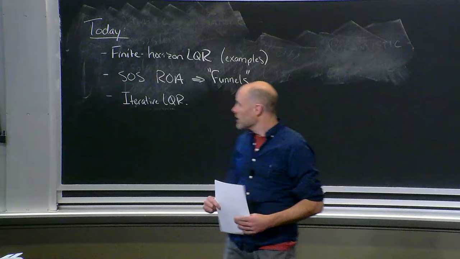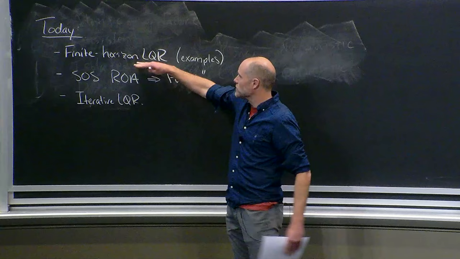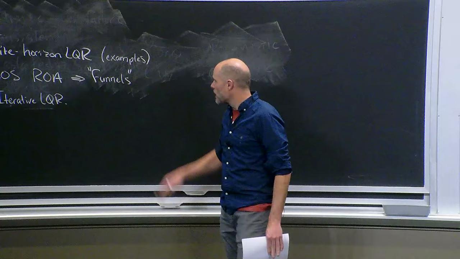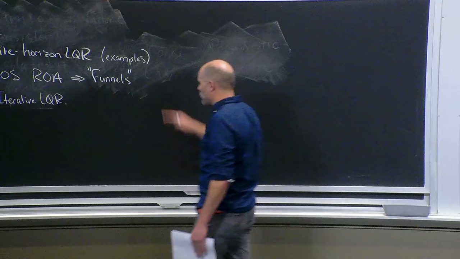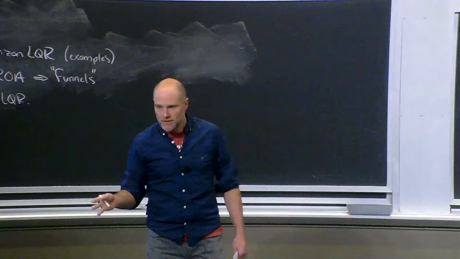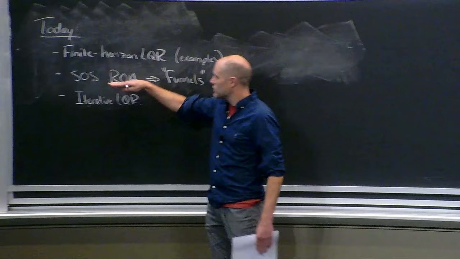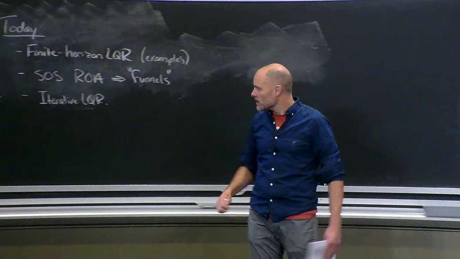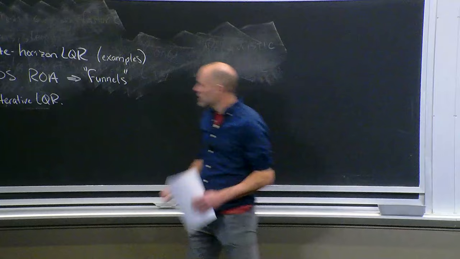In particular, I only at the end of last lecture talked about finite horizon LQR. I want to make sure you appreciate how powerful that is, give you some examples so you have some more intuition about it. I wanted to show you that the sums of squares we did for regions of attraction can also work along trajectories. Probably not surprising, but maybe some of the mechanics will look like this. So when we used to talk about regions of attraction, now we'll talk about funnels along trajectories. And if you've seen reachability analysis or other things like this, that's going to be deeply connected to that. And then we'll get to iterative LQR at the end.